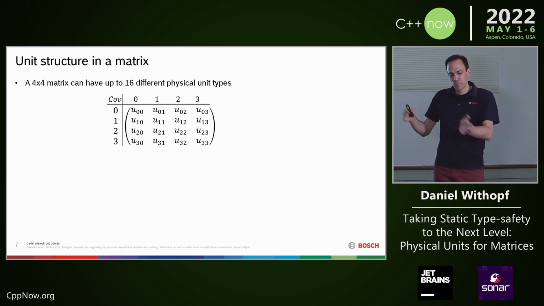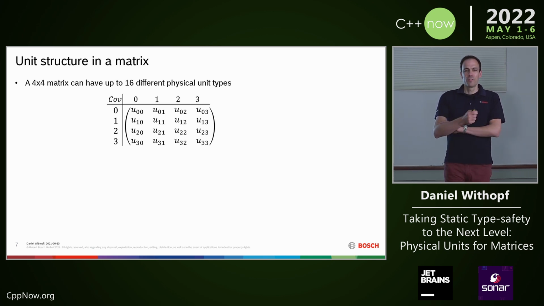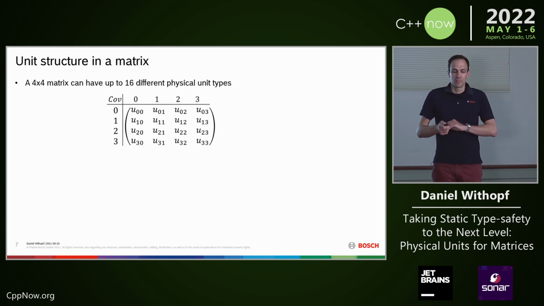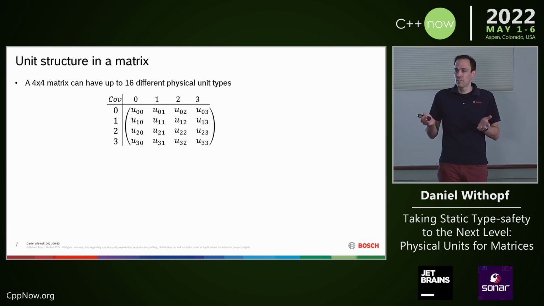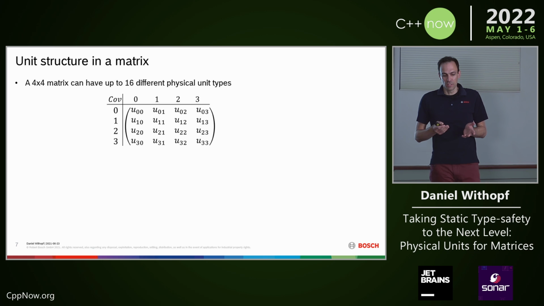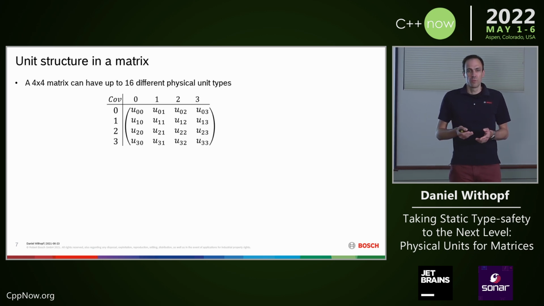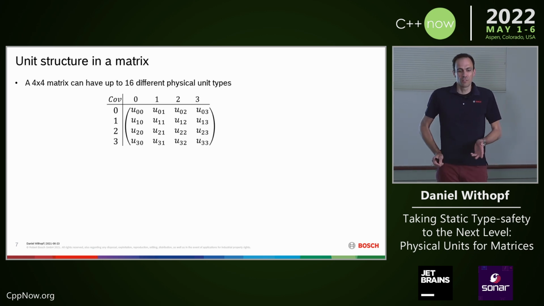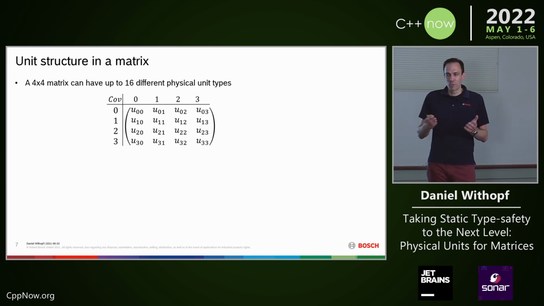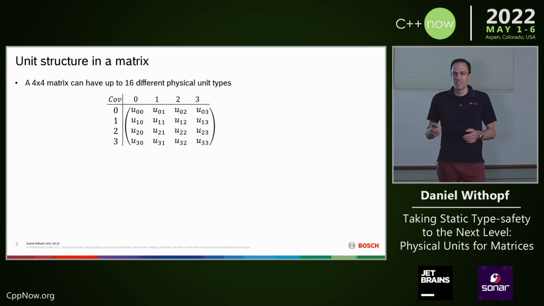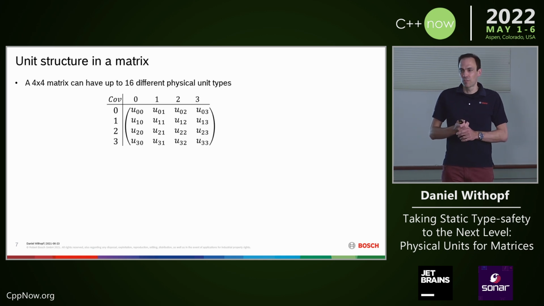We had vectors. Now let's move on to matrices. Let's see what the unit structure in a matrix looks like. Here we have a 4x4 matrix, and this means we can have up to 16 different physical unit types in such a matrix, potentially. And this is a fairly small matrix. So we could have 10x10, 20x20 matrices, up to 400 different elements. So not sure, do you really want to put that in a tuple and live with the compile times? Probably not, because compile times will explode, I guess.